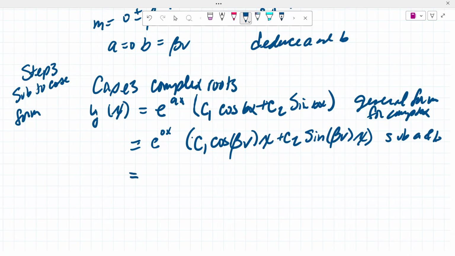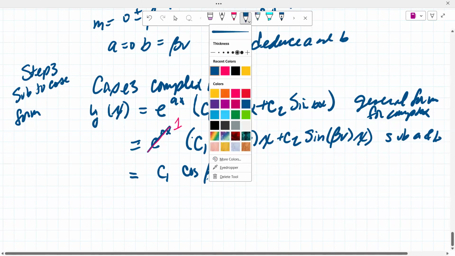Next, c1 cosine BV x. Yeah, because we need to note this. Oops, anything to the 0 power is 1, so that essentially goes away.